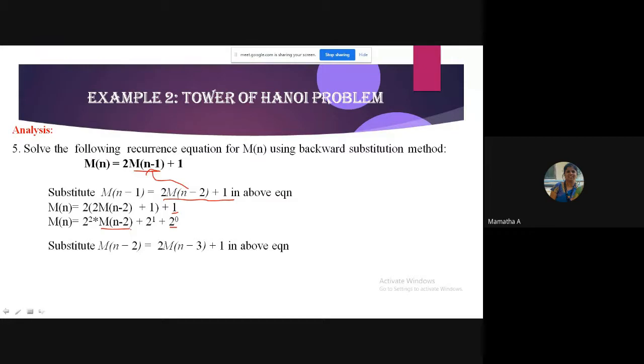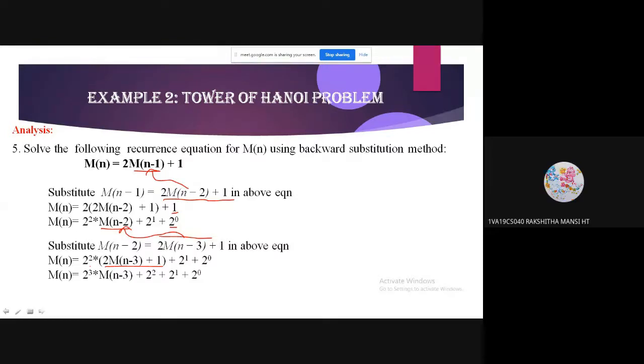Okay. I'll again substitute back in the above equation. Here, this one will be substituted. So what do I get? M of n is equal to what? What do I get now? What's the next step? 2 to the power of 3 into m of n minus 3, plus 2 to the power 2, plus 2 to the power 1, plus 2 to the power 0.